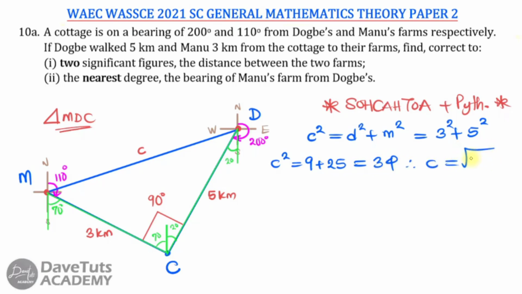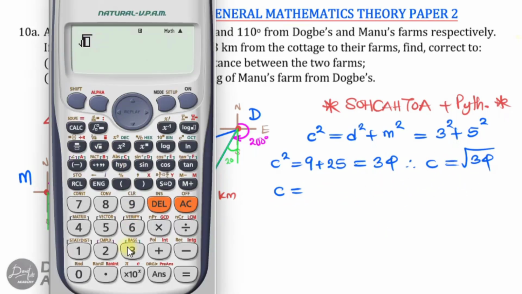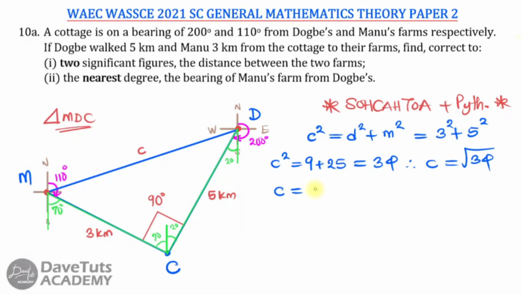Then C is equal to the square root of 34, and C, which is the distance between the two farms that we are looking for, we can bring our calculator to solve this. The square root of 34 is 5.83095, let me say 5.83. But from the question we are asked to get this to two significant figures, which means that we need only 2 digits.